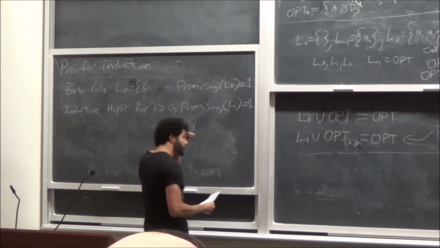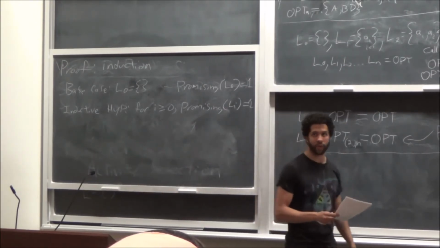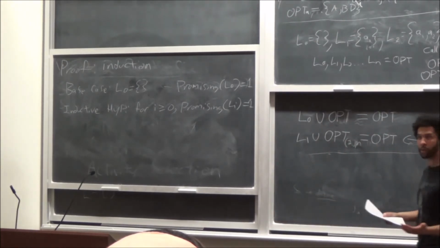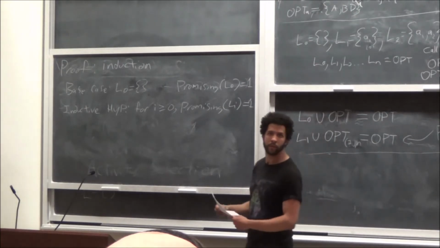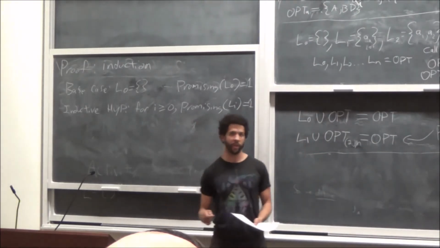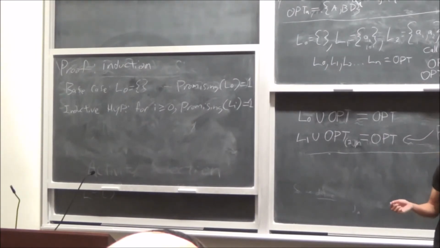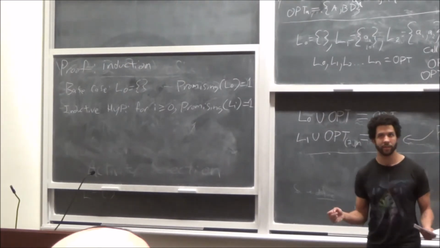Yeah. So what happens at iteration I? What does our algorithm do? From iteration I to I plus 1, what's our algorithm do? It's going to make some choices. Does anybody have an idea? Like, what's it going to do? Someone's got to tell me.